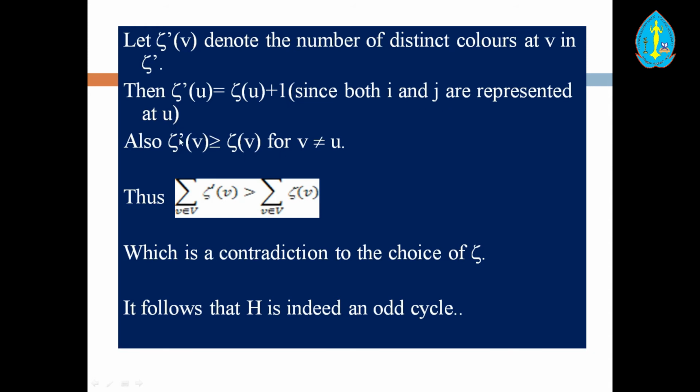In all the vertices other than U, C' of V is always greater than or equal to C of V, for V not equal to U. Therefore, considering these two, this sum is always greater: C' of U is always greater than C of U. Therefore, we get the summation of C' of V is greater than the summation of C of V, which is a contradiction to the choice of C. Since we have chosen an optimal coloring, it cannot be improved further, which is a contradiction. Therefore, H is indeed an odd cycle.